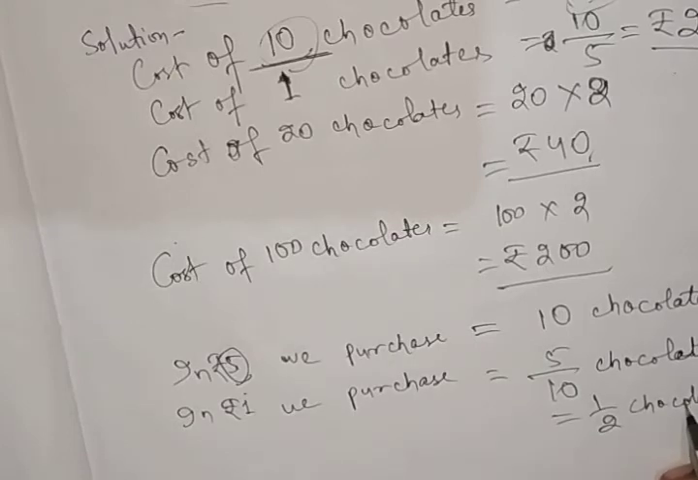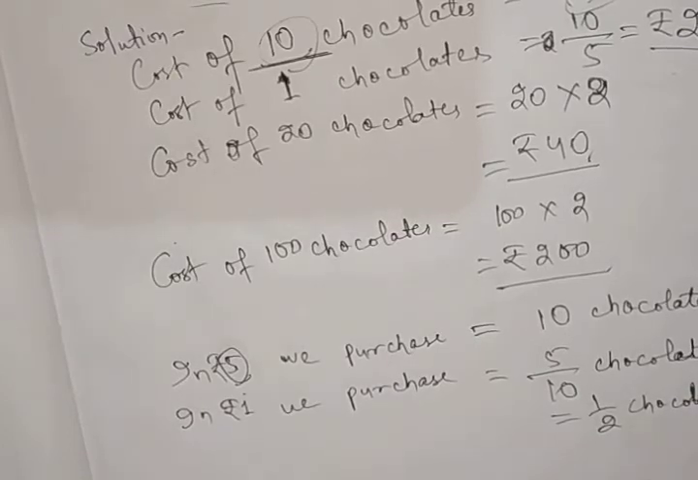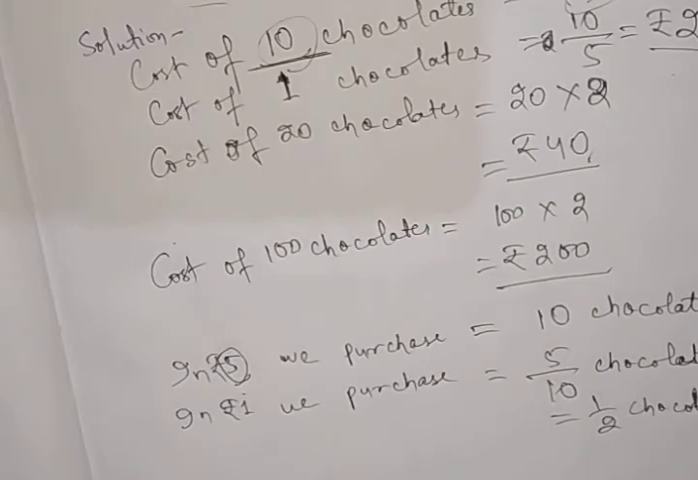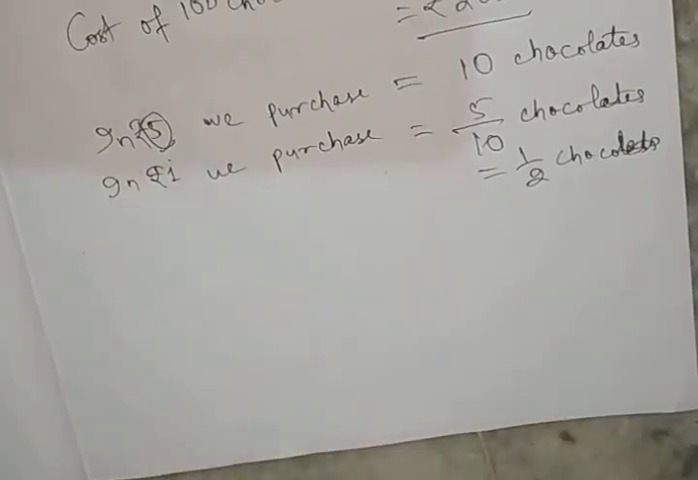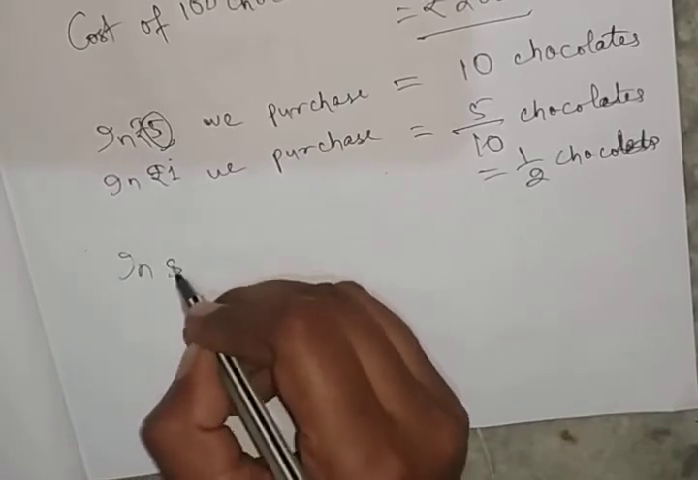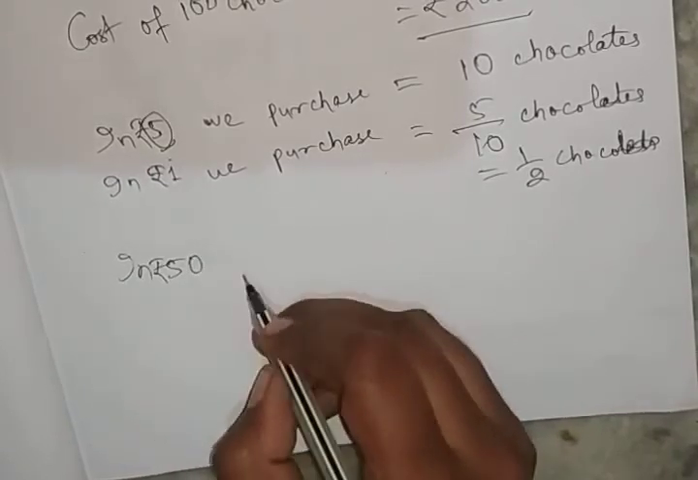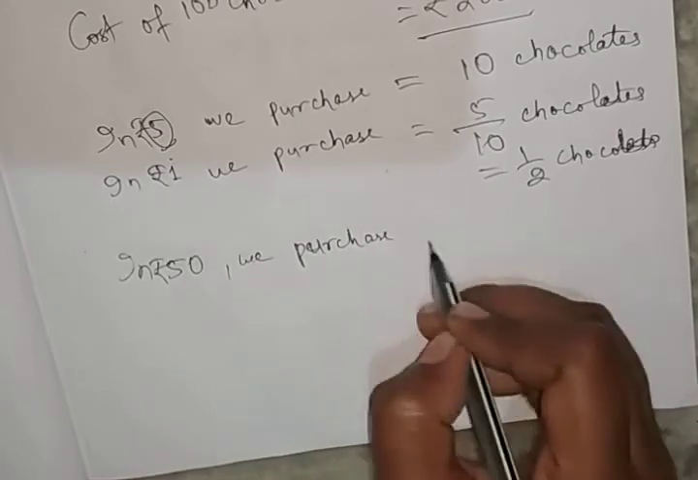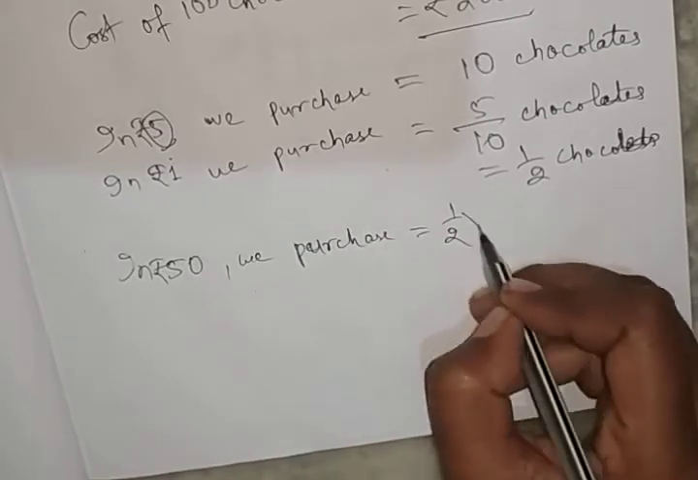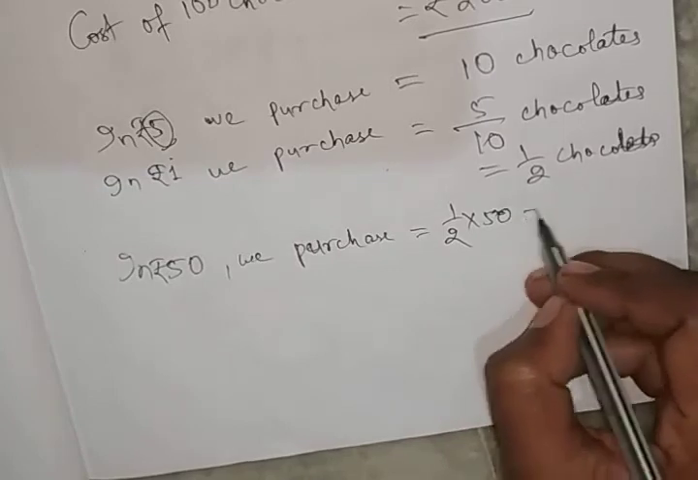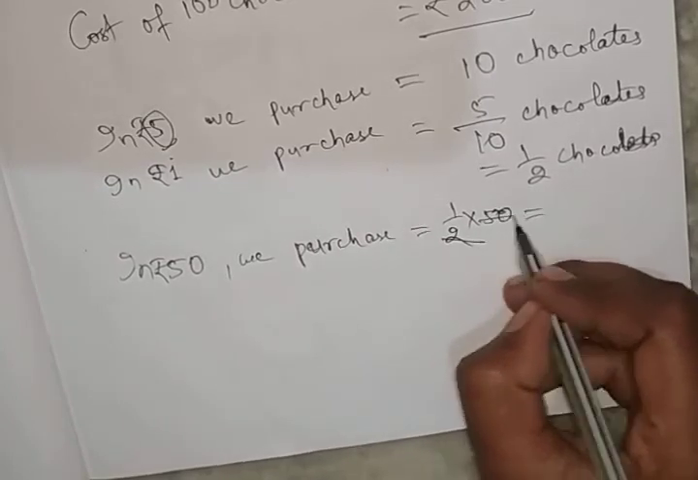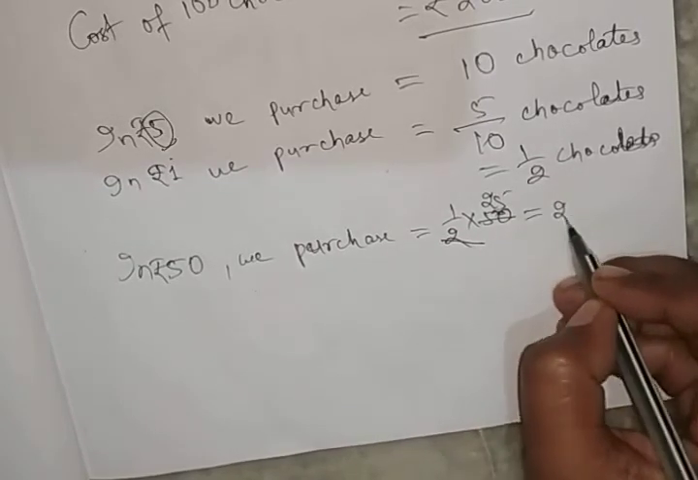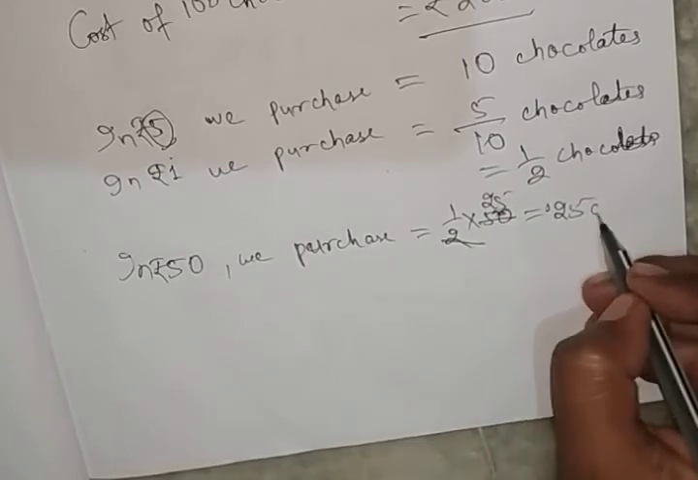So in rupees 50 we purchase 1 by 2 into 50, that is how much? 25 chocolates.